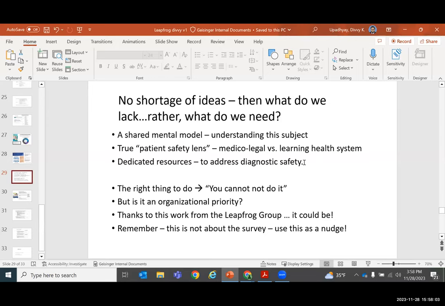And of course, the key point here is, do we have dedicated resources and staff and time and infrastructure from IT and whatnot to address diagnostic safety?